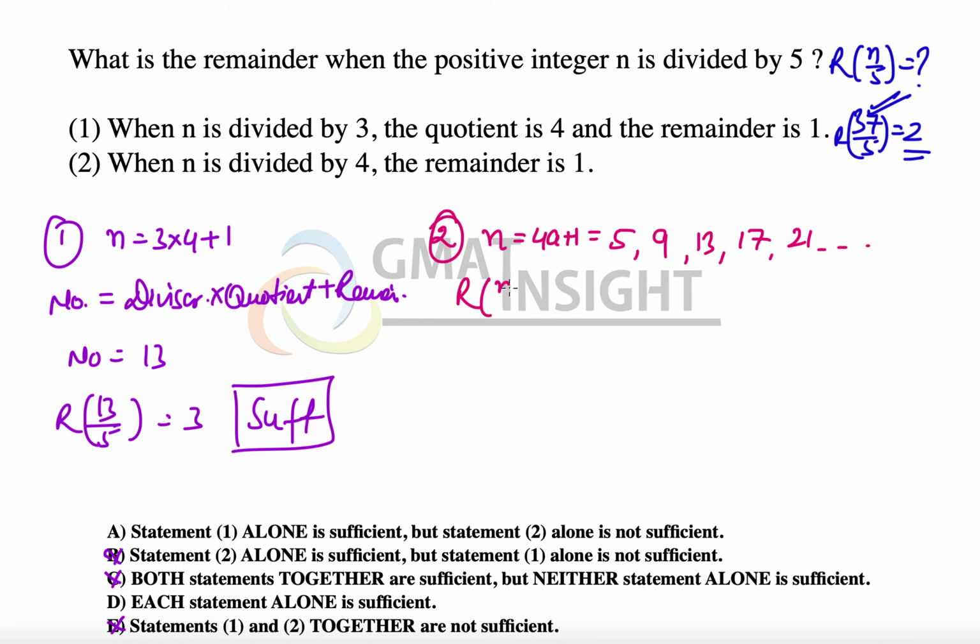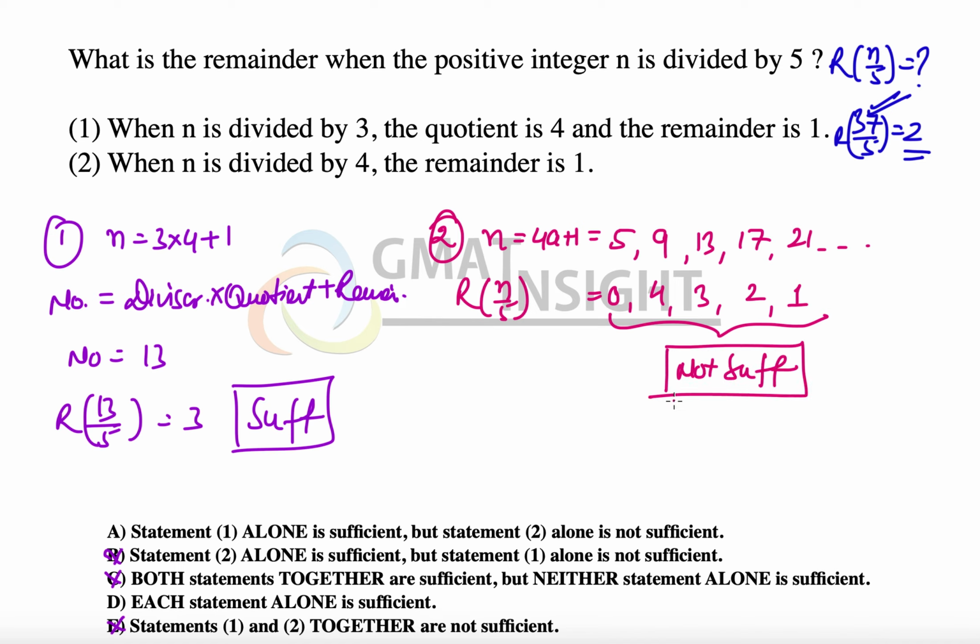And the remainder when n is divided by 5 will be different, because when 5 is divided by 5, the remainder is 0, when 9 is divided by 5, the remainder is 4, 13 divided by 5, the remainder is 3, 17 divided by 5, the remainder is 2, 21 divided by 5, the remainder is 1. So the remainder can be anything from 0 to 4, and therefore the second statement alone is not sufficient to answer the question. And now the answer to the question becomes option A, because the first alone is sufficient, but the second statement alone is not sufficient. Thank you so much.